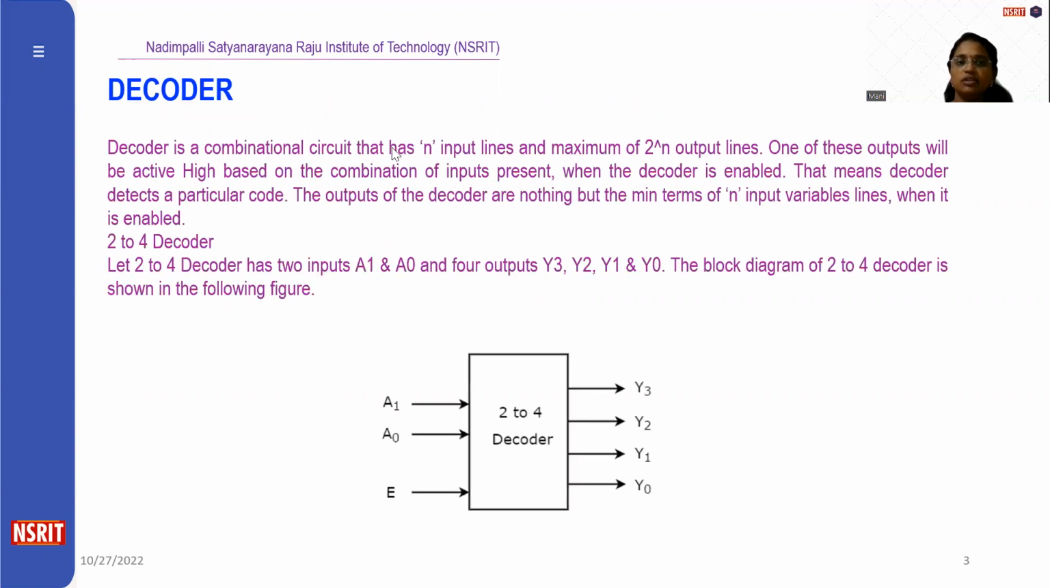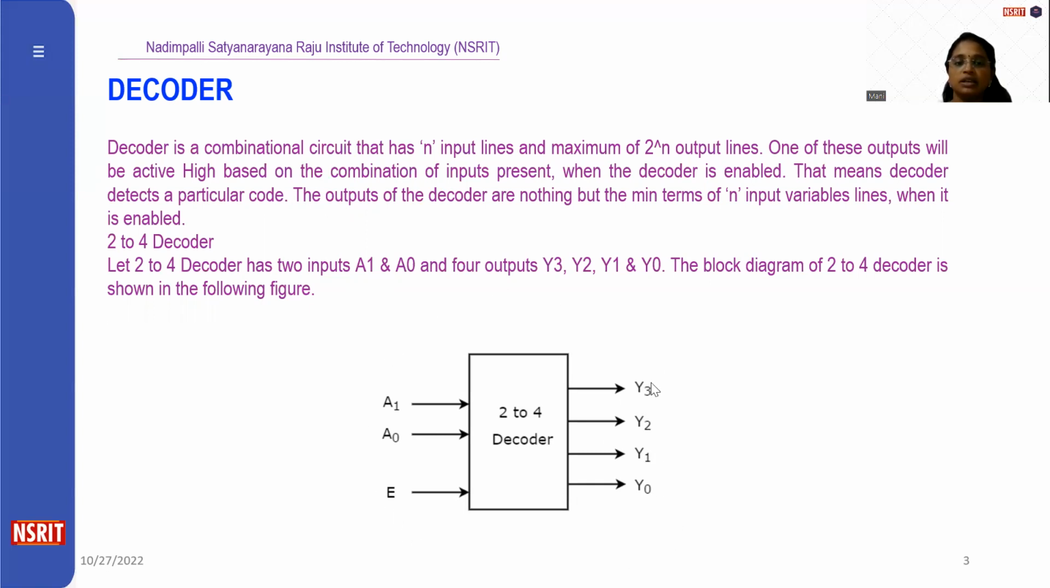The decoder is a combinational circuit which has n inputs. We'll get a maximum of 2 to the power n output lines. So let us take it as n inputs and m outputs, where m outputs are 2 to the power n output lines. One of these outputs will be active or high based on the combination of inputs present here. When the decoder is enabled, it will give an output corresponding to the combination of the inputs. That means the decoder detects a particular code, and the outputs of the decoder are nothing but the minterms of the n input variable lines when it is enabled.